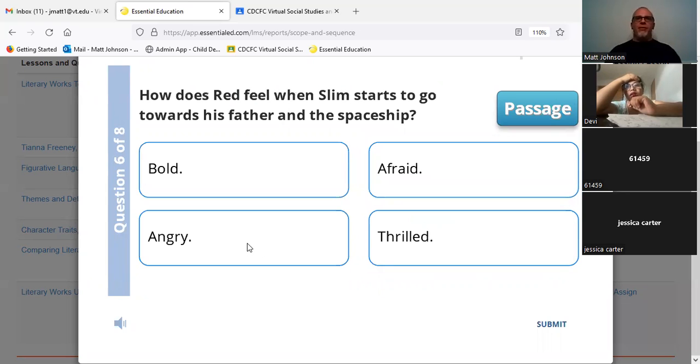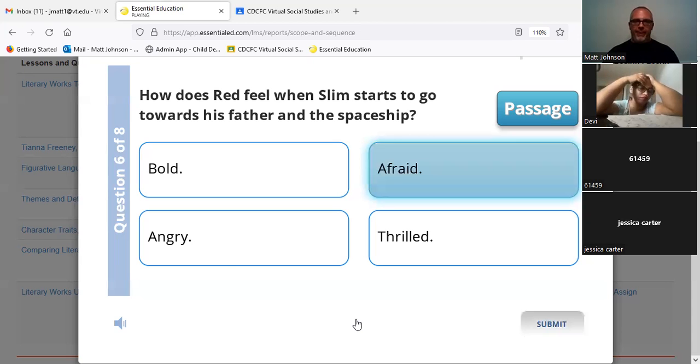Then how does Red feel when Slim starts to go towards his father and the spaceship? He's pretty scared. He doesn't want anybody to find out that they're there. But Slim wants to go talk to him. So Red doesn't want to be found. He's kind of afraid. He doesn't want to be seen.